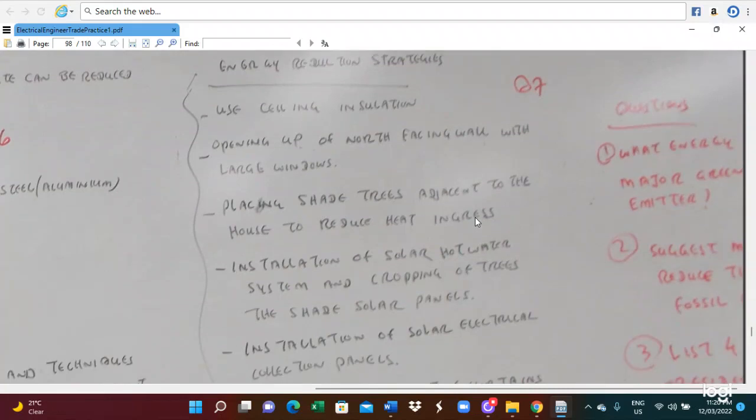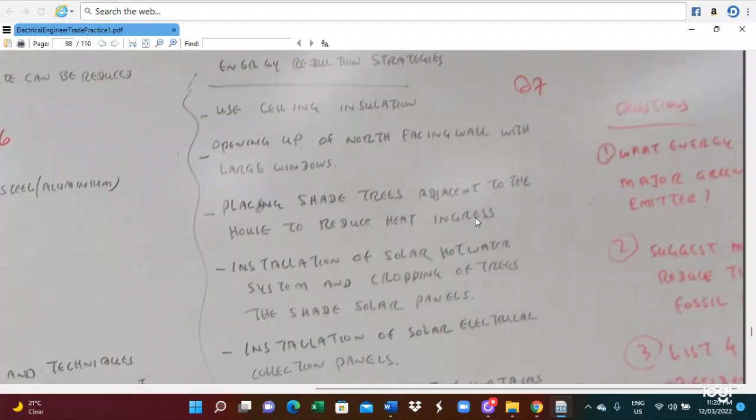Therefore, by using the ceiling insulation system, we can protect against heat transfer. If we reduce the heat transfer, we can reduce the requirement for the air conditioner, and we don't need to switch on the electrical power supply. In this way, we can reduce the energy.